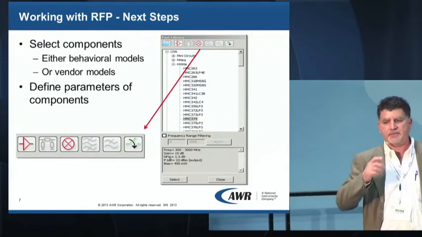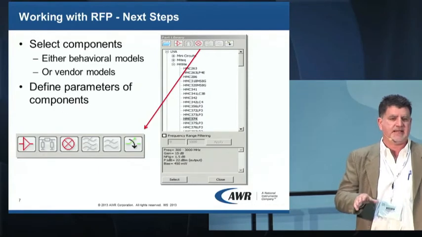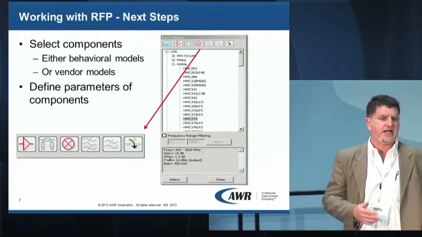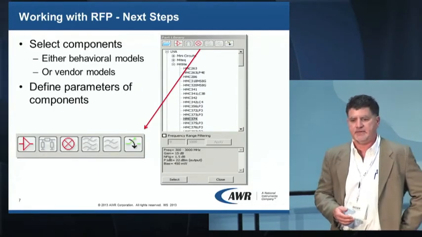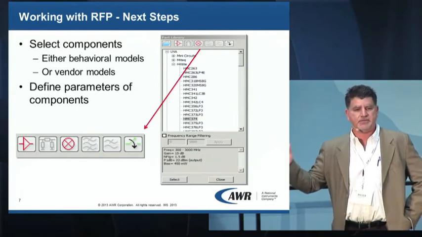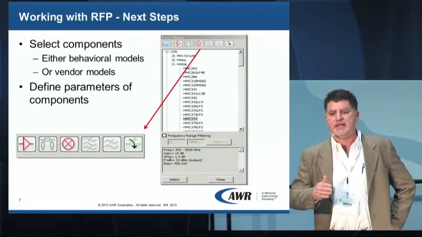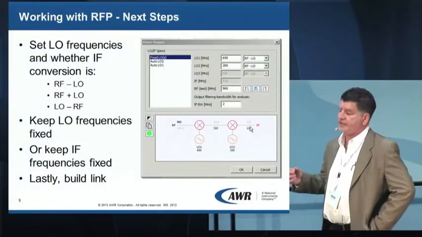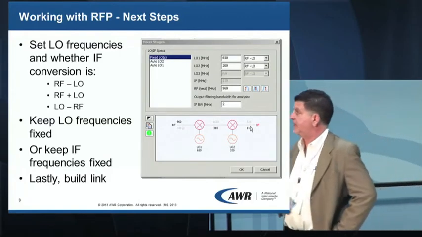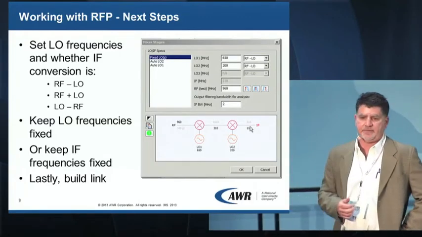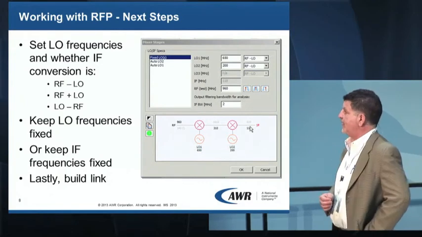We have other ways of representing amplifier designs in VSS. You can give us AM to AM curves or AM to PM curves, or you can give us a whole table of intermodulation products and the harmonics that you tested at. So there are various ways of going beyond a manufacturer's data sheet parameters to do an amplifier in a simulation environment. So the next step is that you'll define your LO frequencies, whether the conversion is RF minus LO, RF plus LO, or LO minus RF.